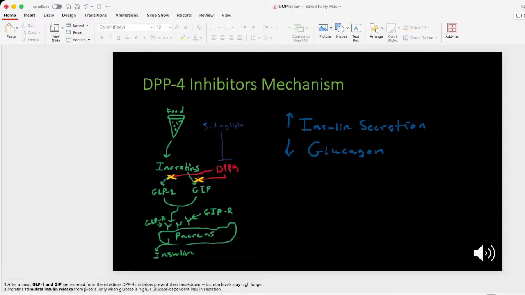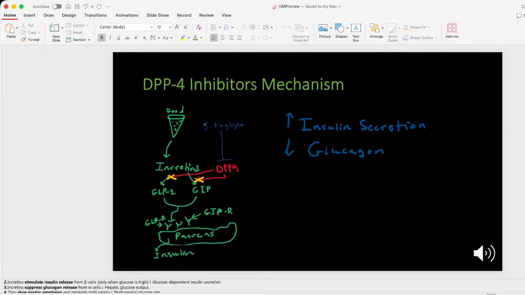Because incretins are going to stimulate the insulin release from beta cells and increase the glucose dependent insulin secretion. And incretins also suppress the glucagon release from alpha cells.